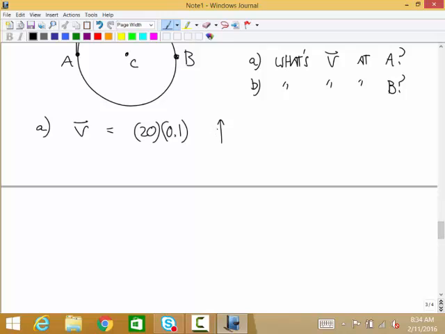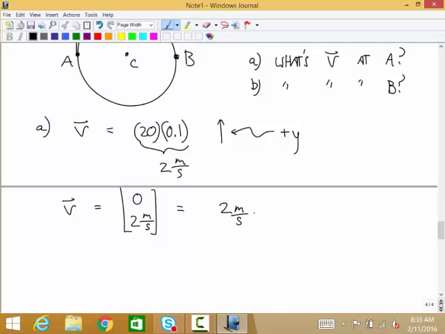Well, so we know that the direction is in the positive y direction, right? And so this comes out to 2 meters per second. So this velocity is 2 meters per second. Okay? Or you could write this as 2 meters per second in the j direction.